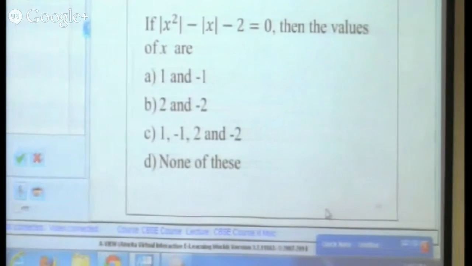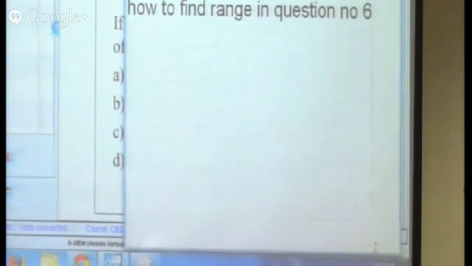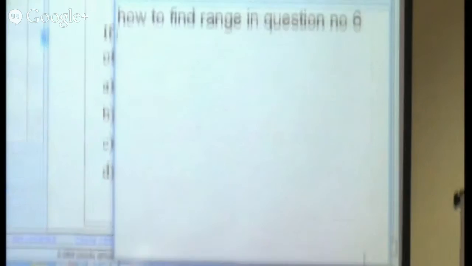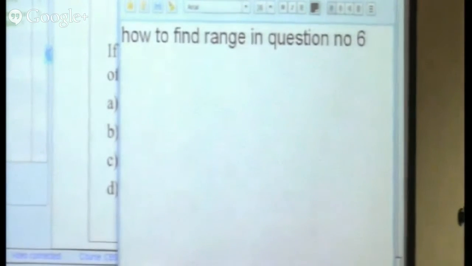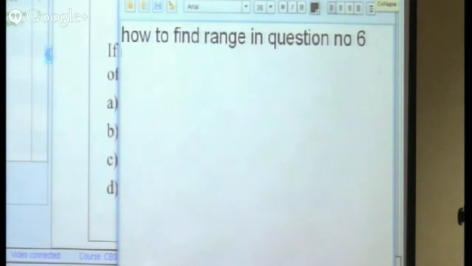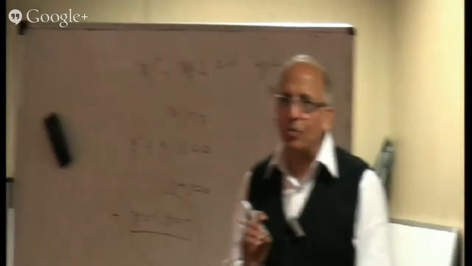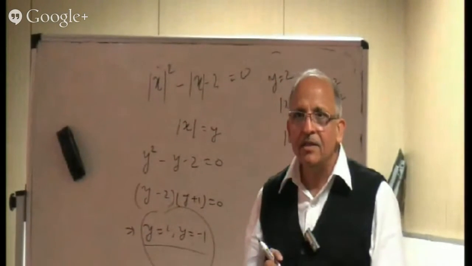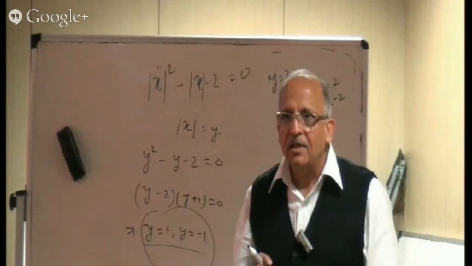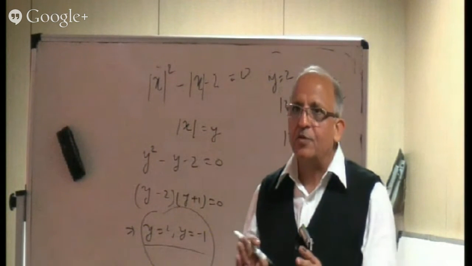Let's take another problem. Yes, tell me. How to find the range in question 6. I told you that from the given equation we change into a quadratic in x, and because we want x to be real, the discriminant should be greater than 0, and the discriminant was an expression in y.